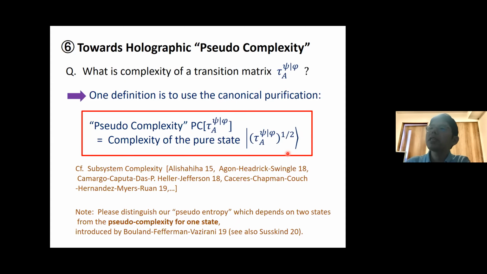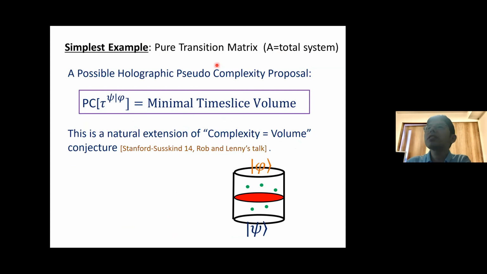We just pick a particular purification. Maybe we have to minimize over all possible purifications, but we don't do it here. Then we can try the simplest example, the pure state case. So now A is the total system, and we can try to follow the idea of complexity equals volume, from Lenny's talk and Lenny's and Leonard's work. In our context, we are in a Euclidean setup, so we don't need to maximize. We don't look at the maximum time slice, but at the minimum time slice. The minimal time slice volume is more naturally defined. And we might say this pseudo complexity might be equal to this quantity.